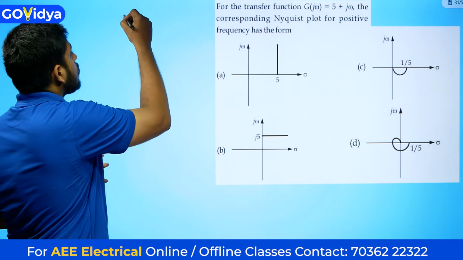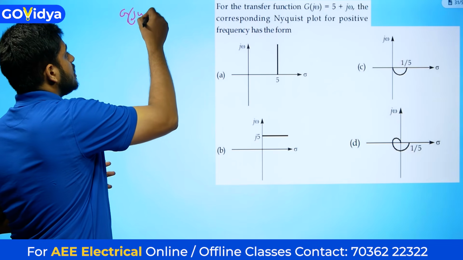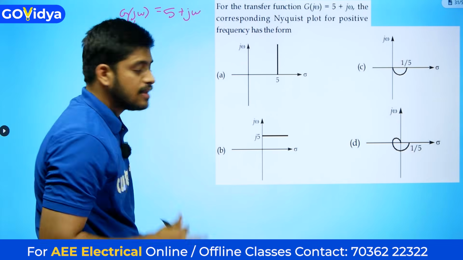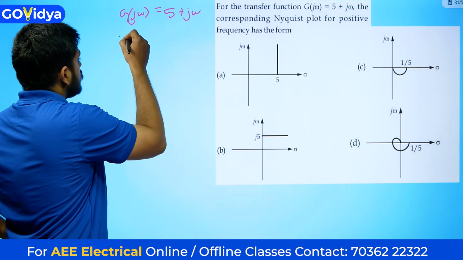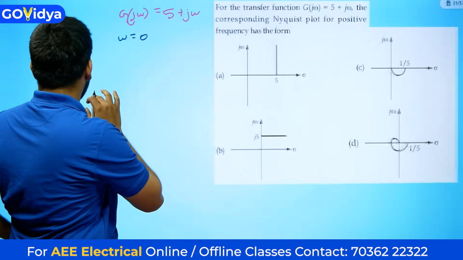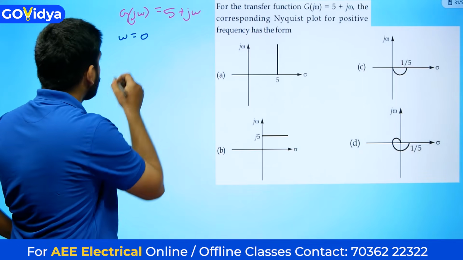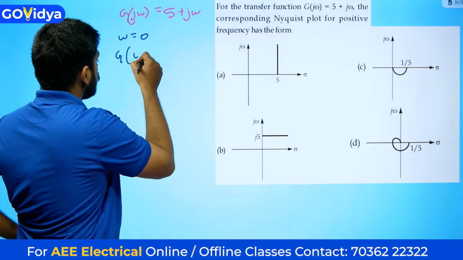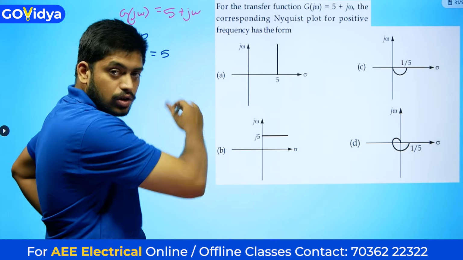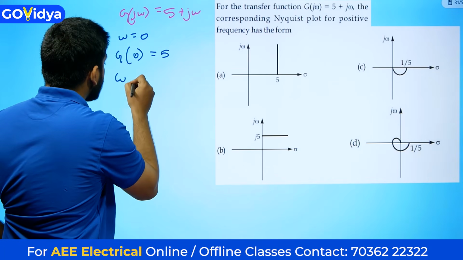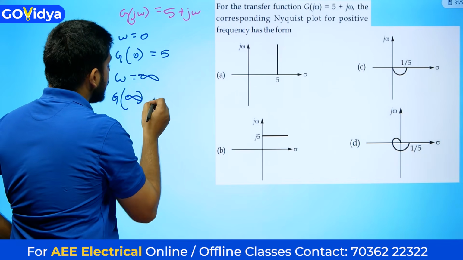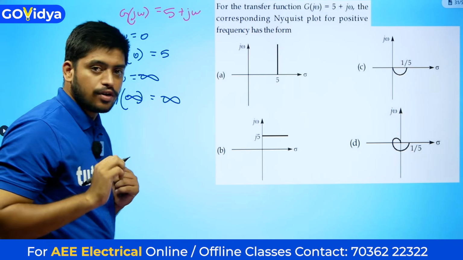What is the formula given? G of j omega equals 5 plus j omega, right? Till this point we know. Let us assume omega equals 0 here. Then G of 0 would be 5. Yes or no? Omega equals 0, G of 0 will be 5. Omega equals infinity, G of infinity would be infinity only.